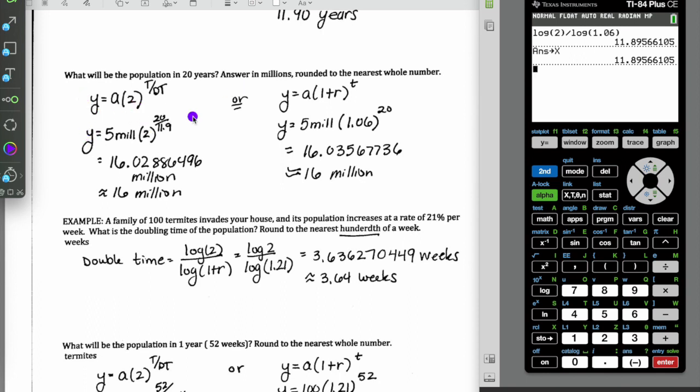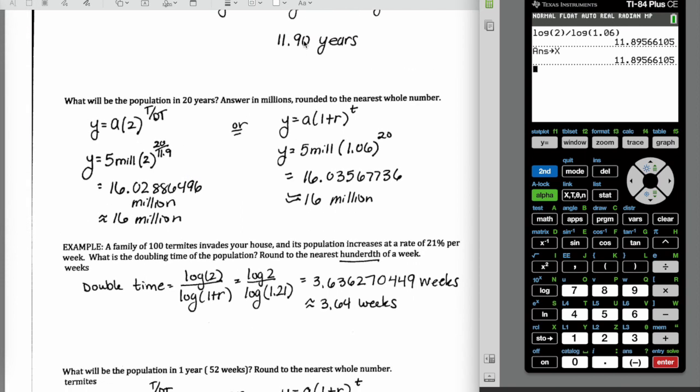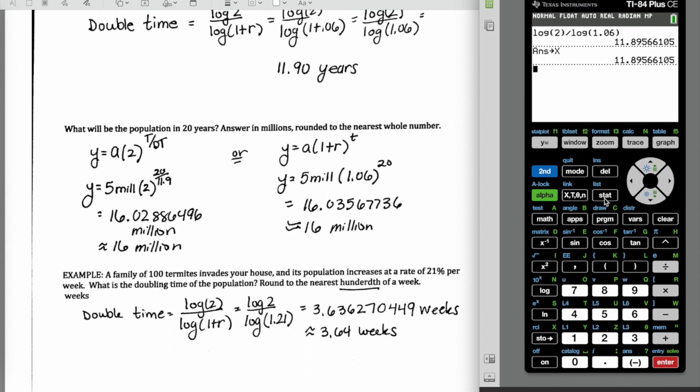So it says our beginning value is 5 million. And now it says to answer in millions, so I don't have to put in 5 million. I can just put 5. We're going to leave it in millions. So in the calculator, I'm going to put 5 times 2 to the power of 20 divided by 11.9, because 11.9 is our double time that we got from this part up here.